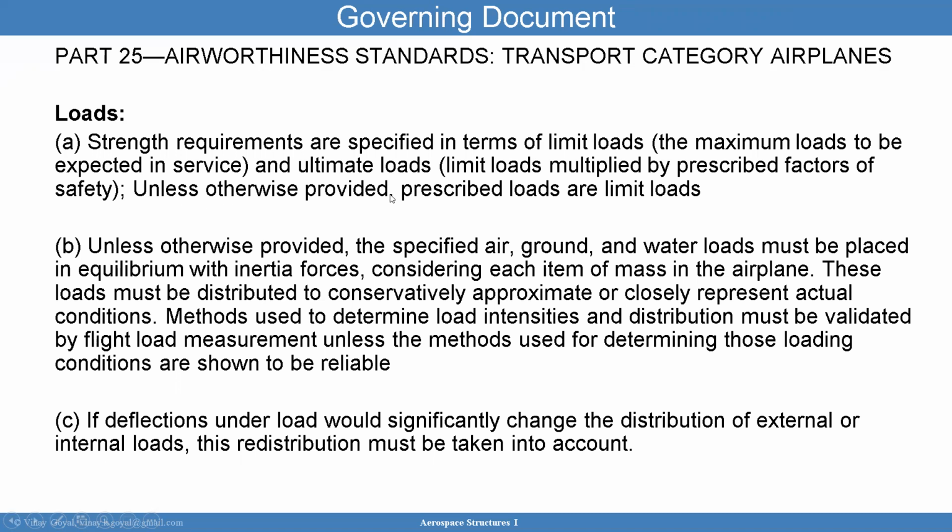Unless otherwise provided, the prescribed loads are the limit loads. Unless otherwise provided, specified air, ground, and water loads must be placed in equilibrium with inertial forces, considering each item of mass in the airplane. These loads must be distributed to conservatively approximate or closely represent actual flight conditions. Methods used to determine load intensity and distribution must be validated by flight load measurements unless the methods used for determining those load conditions are shown to be reliable.